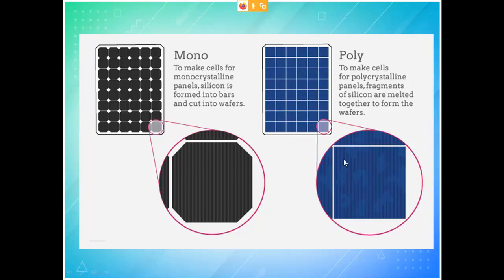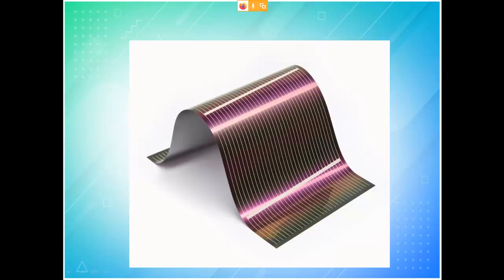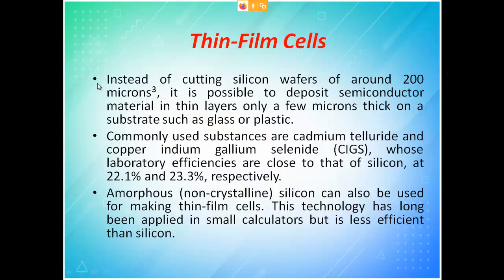See, this is lightly dark in color and this is light in color. So they are made up of one or two types of material, whereas this is made up of only a single type of material. Then comes your thin film. In thin film, instead of cutting a silica wafer of around 200 microns, I have told the example of bread, we will not cut with that thickness. It will be very small in thickness.